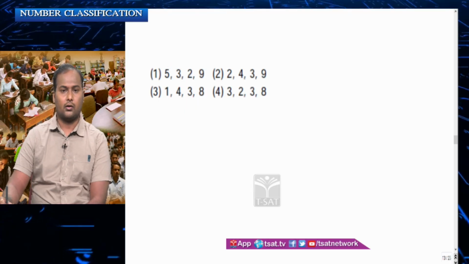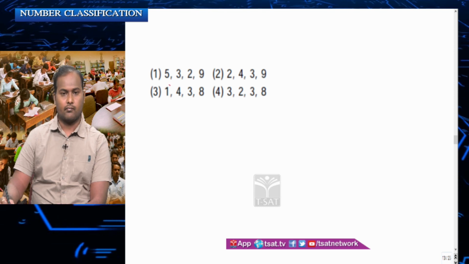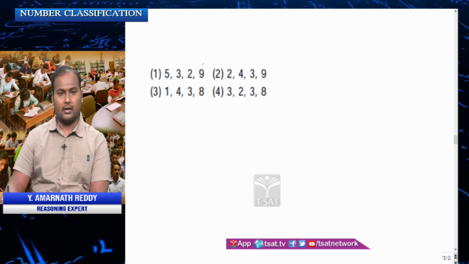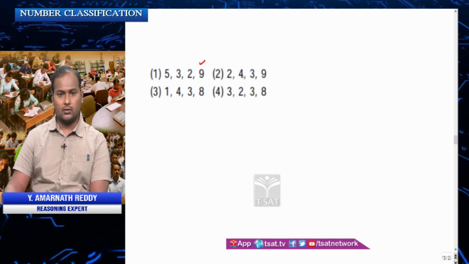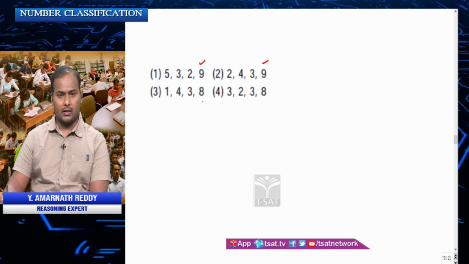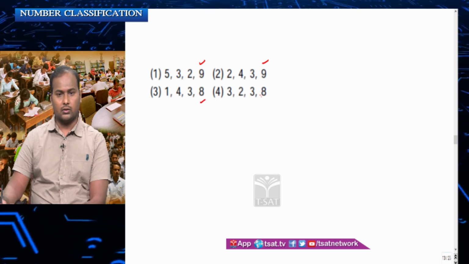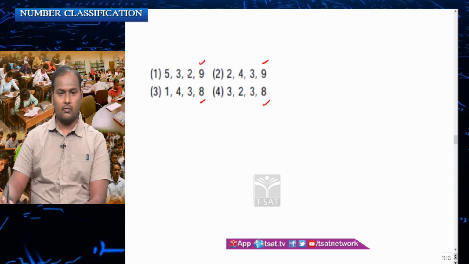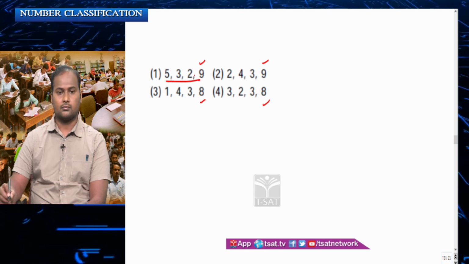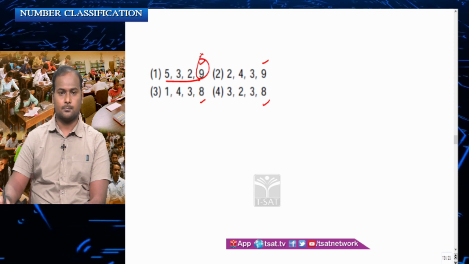Next question. See here you have some numbers. You try to classify based on a character. So how will you get the idea? See the idea here. 5, 3, 2, 9, big number here. 2, 3, 4, 9, big number here. 1, 4, 3, 9, big number here. 3, 2, 3, 8, here also a big number. So always you have a big number at the last. So when there is a big number at the last, you try to add to get the big number.